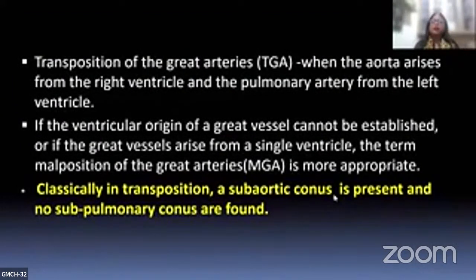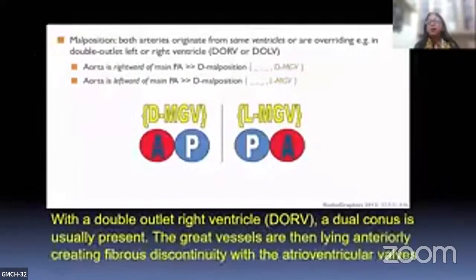Now, transposition of great arteries is, as the name signifies, a reversal of the great arteries, when the aorta is arising from the right ventricle and the pulmonary artery is arising from the LV. Classically, in transposition, a subaortic conus is present because the aorta is arising from the right ventricle, and there is no subpulmonary conus because the pulmonary artery is arising from the LV. If the ventricular origin of a great vessel cannot be identified, or if the great vessels are arising from a single ventricle, the malposition of great arteries is more appropriate.